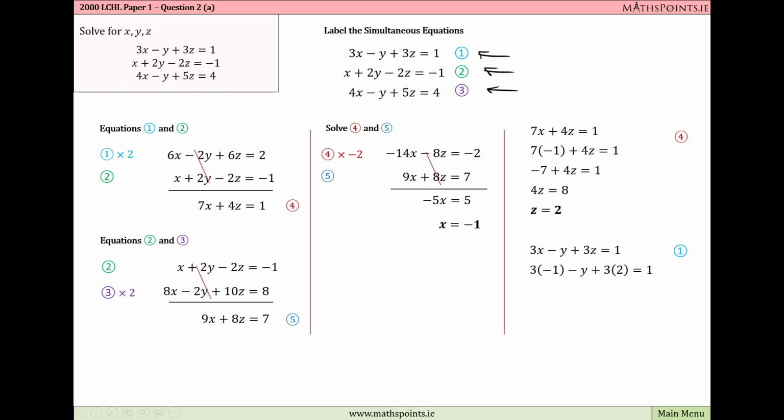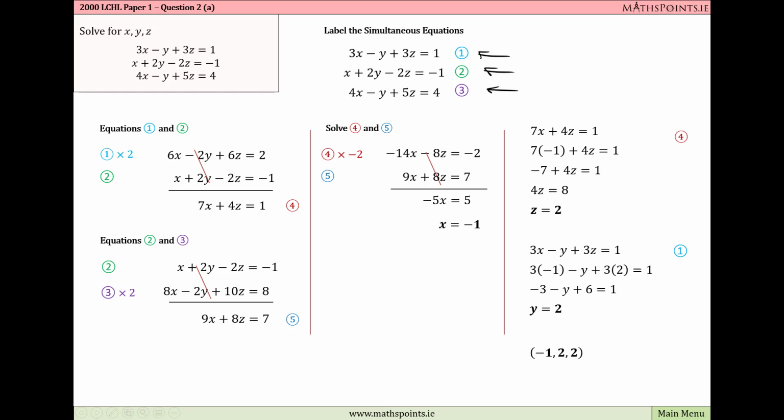3 times minus 1 is minus 3, minus y, 3 times 2 is 6, is equal to 1. I'm going to collect the y terms on the left and the number terms on the right, and I get eventually that y is equal to 2. And so we've solved the three variable simultaneous equation. We have x is minus 1, y is equal to 2, and z is equal to 2.